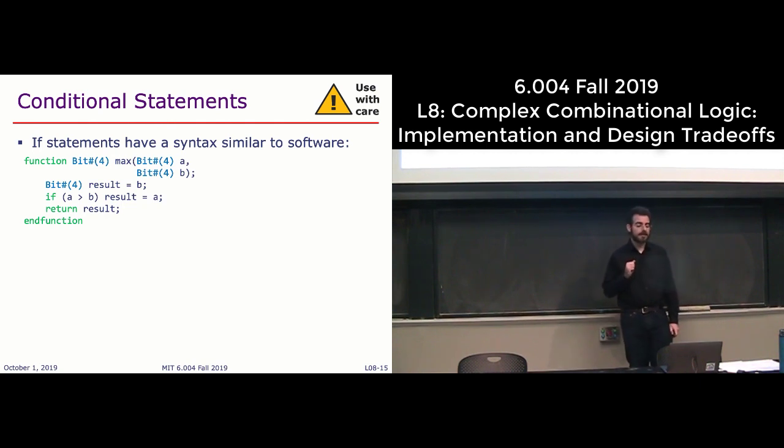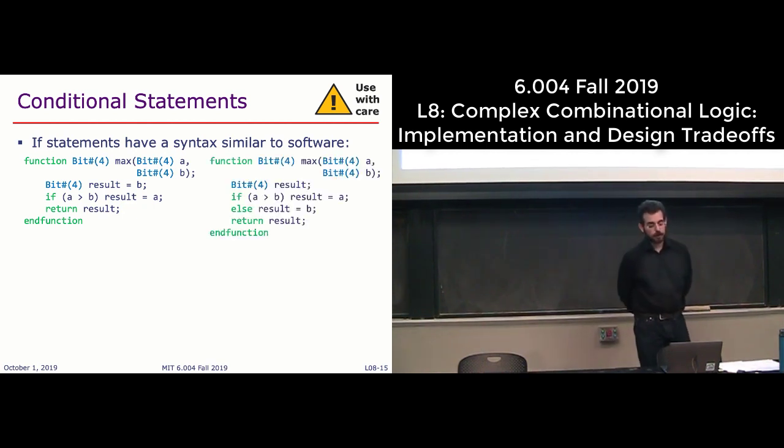One final feature, you also have if-else, like here. So this function computes the maximum of two 4-bit values. It initializes result to B, and then if A is larger than B, it sets result to A and returns the result. You can also do this with if-else. So if A is greater than B, the result is A, otherwise result is B.